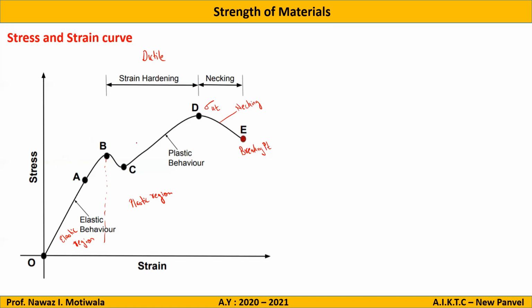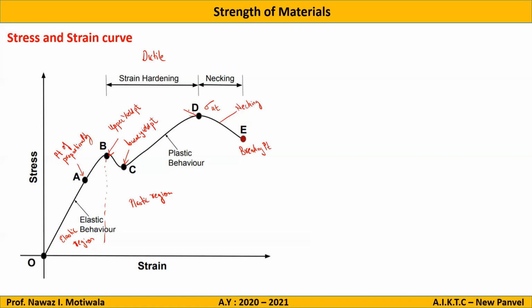Now, let me name the various points. This point A is known as the point of proportionality, or I can say a point up to which stress is directly proportional to strain. This point B is known as the upper yield point. And this point C is known as the lower yield point.